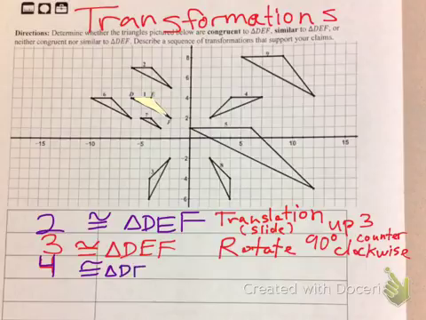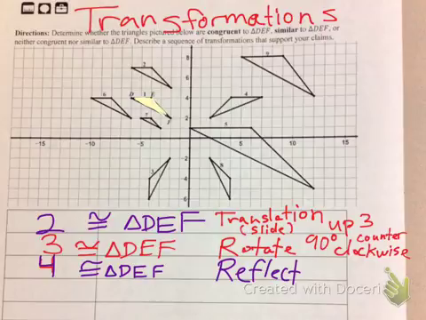Counterclockwise. Isn't it bigger? Are we flipping it? What's the mathematical word for flip? Mirror. Rotate. Reflection. Reflect. We're reflecting it across what though? The y-axis.